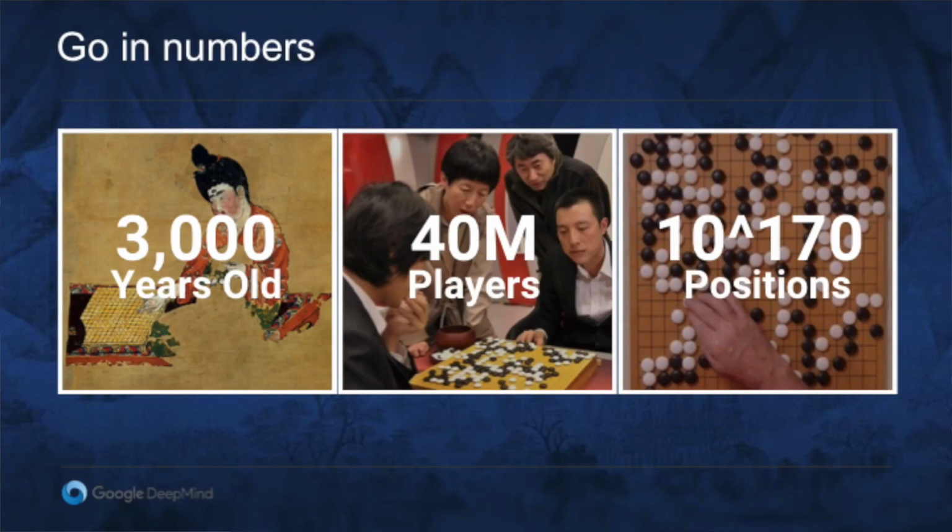And I'm going to use Go as the case study for the beginning, and then we'll talk a little bit about other games. So why Go? Well, it's the oldest game in the world, about 3,000 years old, amongst still currently played games. There's still about 40 million active players, and there's about 10 to the 170 positions.